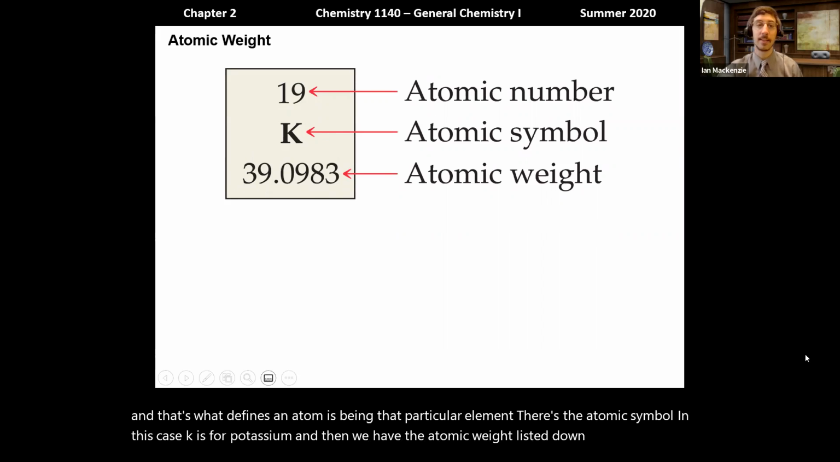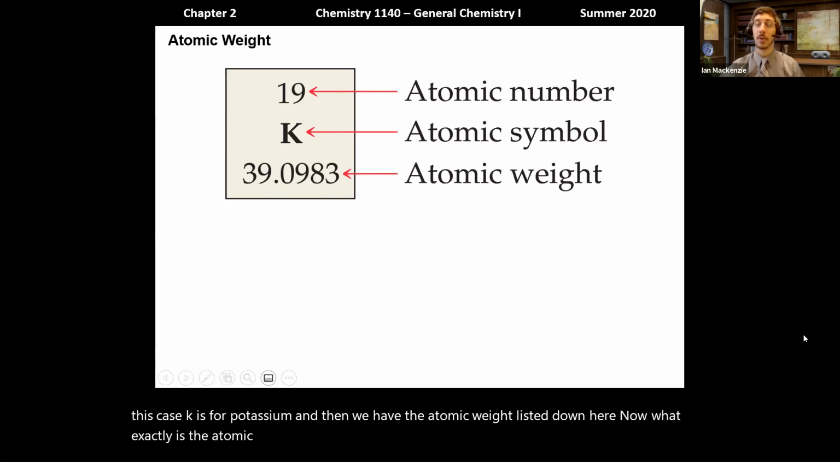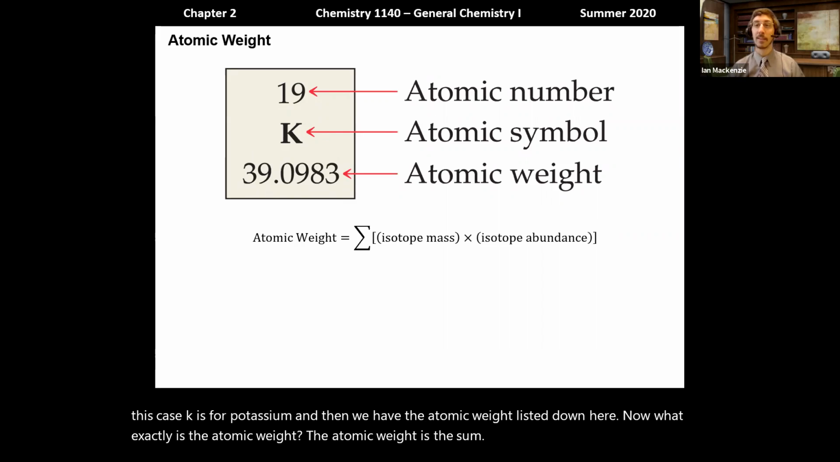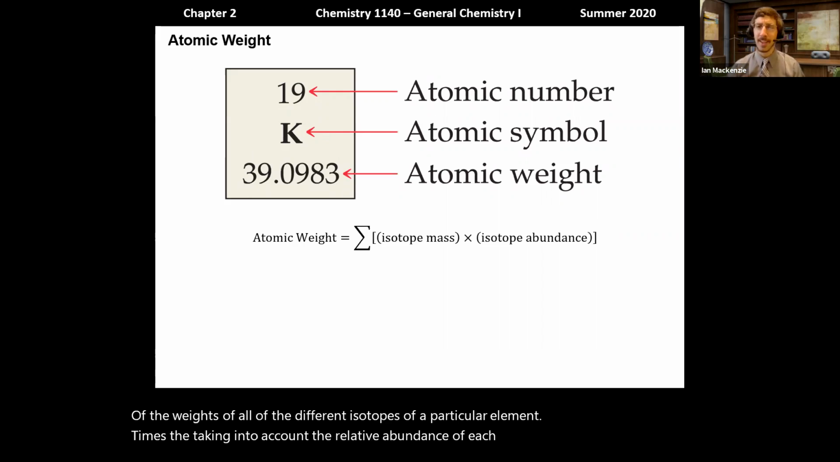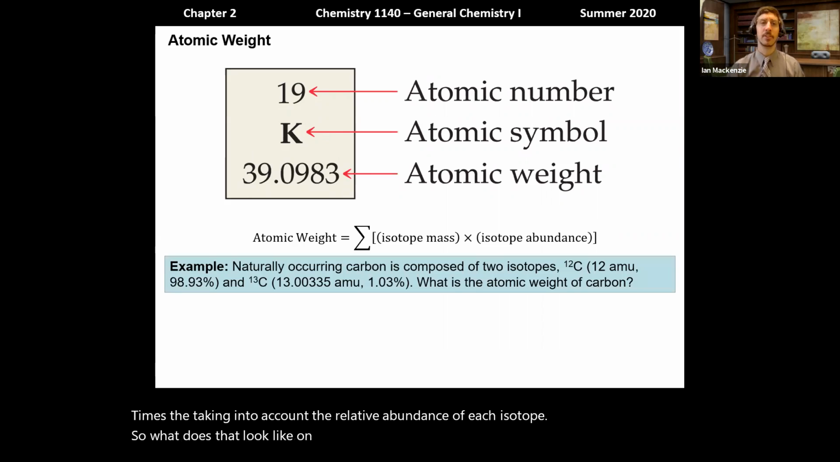Now, what exactly is the atomic weight? Well, the atomic weight is the sum of the weights of all of the different isotopes of a particular element, taking into account the relative abundance of each isotope. So what does that look like on a practical level? Let's just take this example here using carbon.